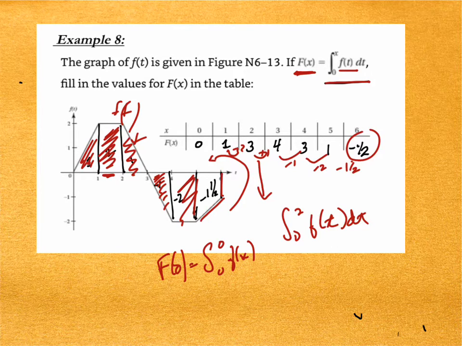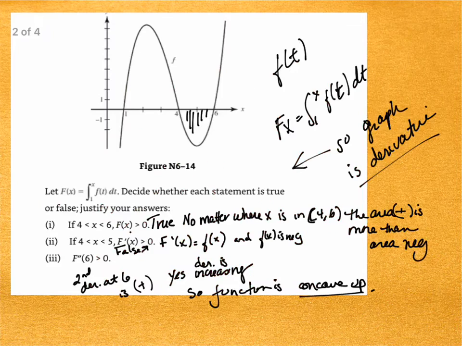So this is just an accumulation table, which shows you, if you asked for what 0 to 6 was, it would be negative 1/2 of f of t dt. And you know how to do this. Okay, I've got writing all over this.